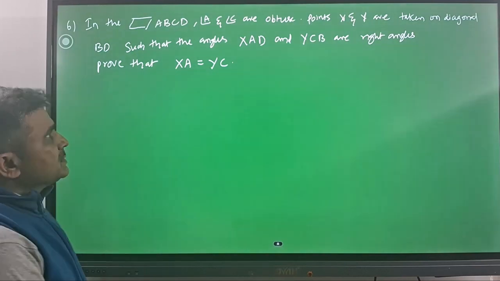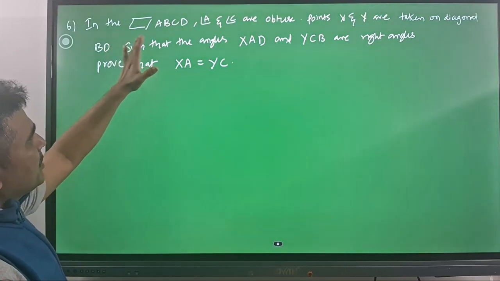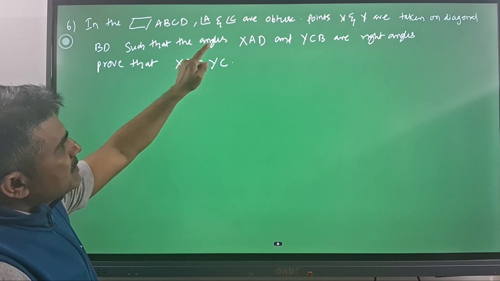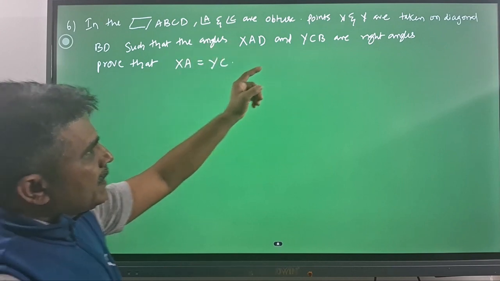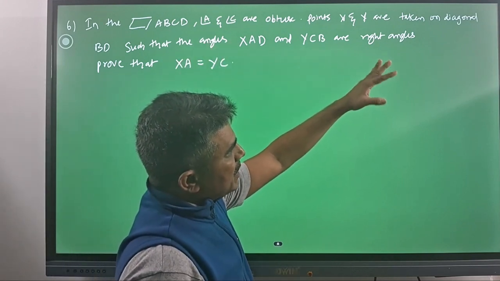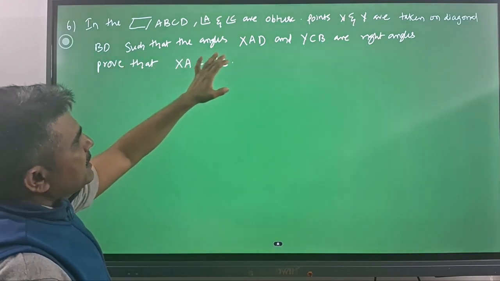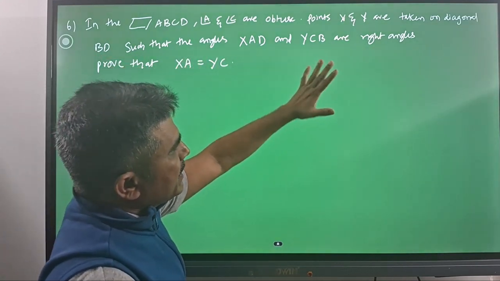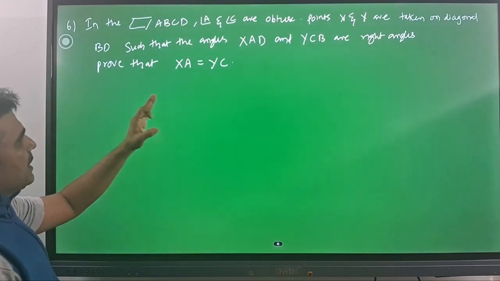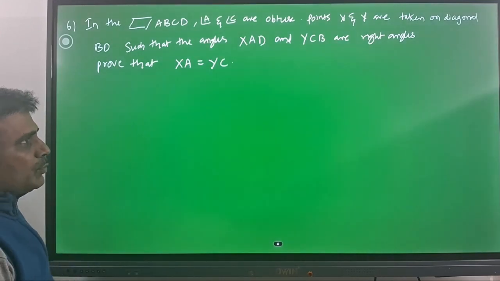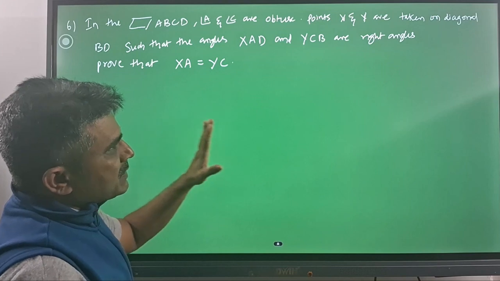Our next problem is: in the parallelogram ABCD, angle A and angle C are obtuse. Points X and Y are taken on diagonal BD such that the angles XAD and YCB are right angles. Prove that XA is equal to YC. The whole problem is given in sentences.